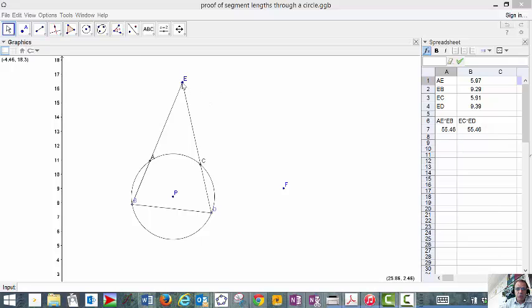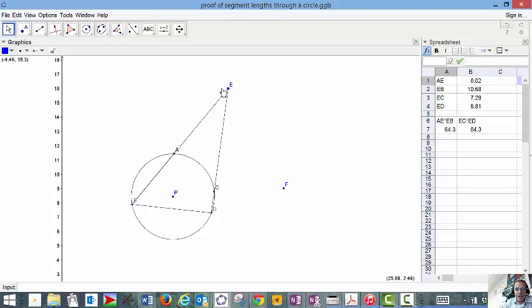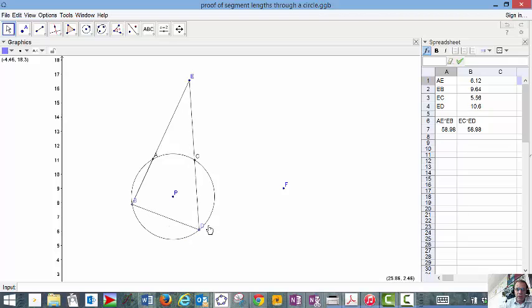If I grab this point E, even though the lengths change on each of the pieces, their product always stays the same. No matter what I do with my E here, they're always going to end up having the same product. It's this weird property here. You can even move out the line segments inside the circle and it will still produce that same property.